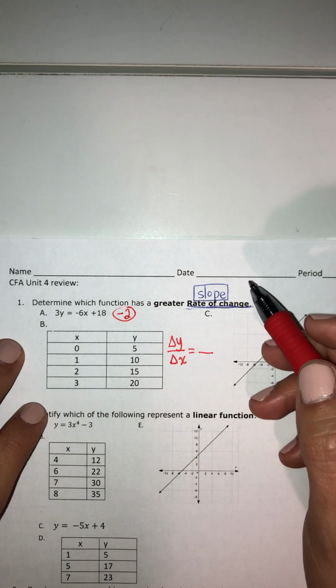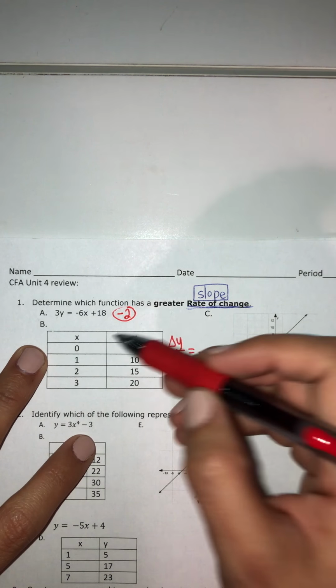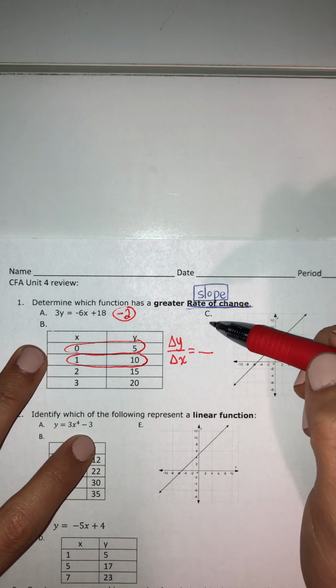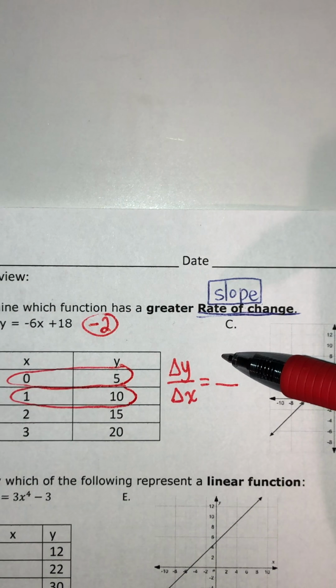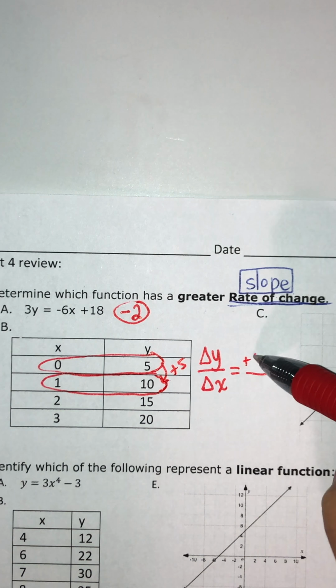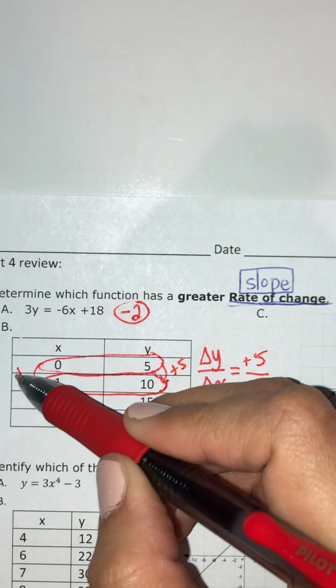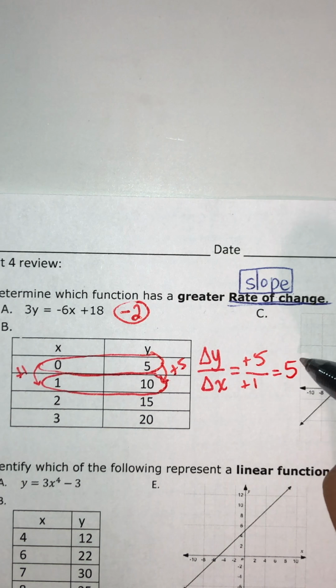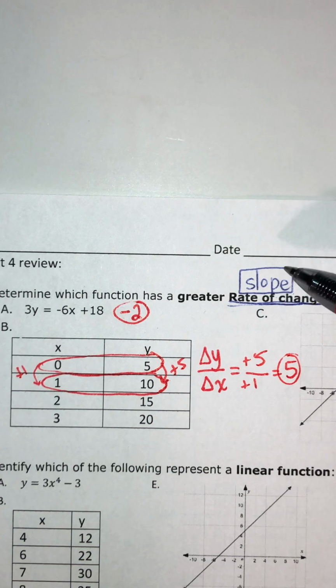Alright, so I'm going to pick 2 points. The easiest ones to use are the smaller numbers, so I'm going to pick this one and this one. My change in y from 5 to 10 is plus 5. From 0 to 1 is plus 1, which means that my slope is plus 5. So right now, we're determining which slope is greater. We've got negative 2, plus 5. Positive slopes are always greater. So right now, B is our greater slope.